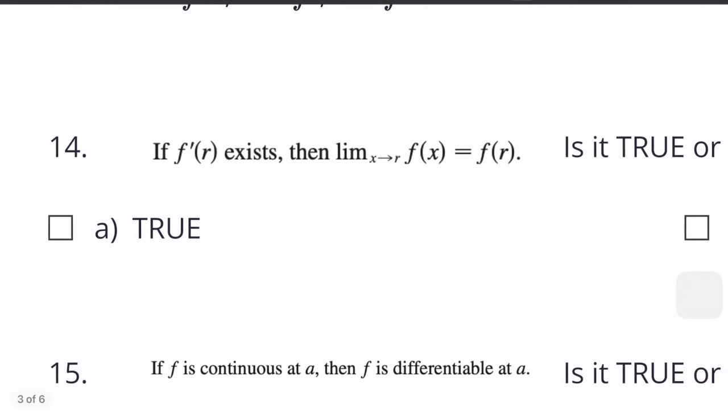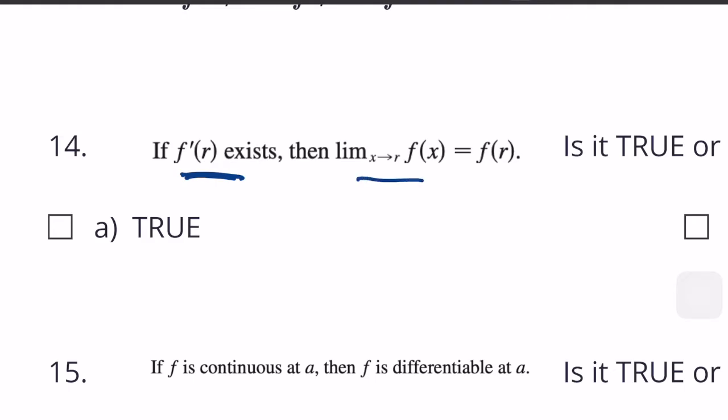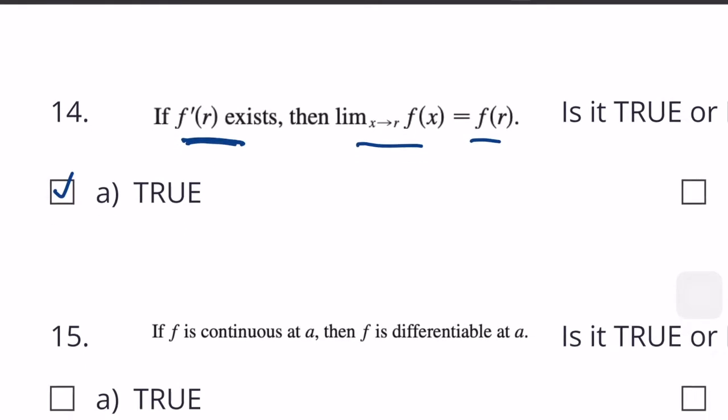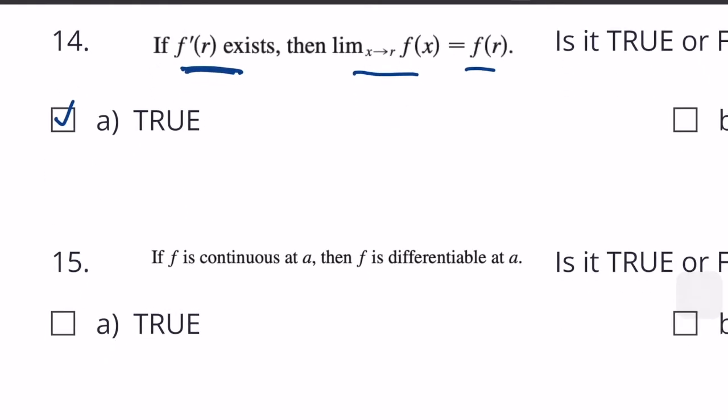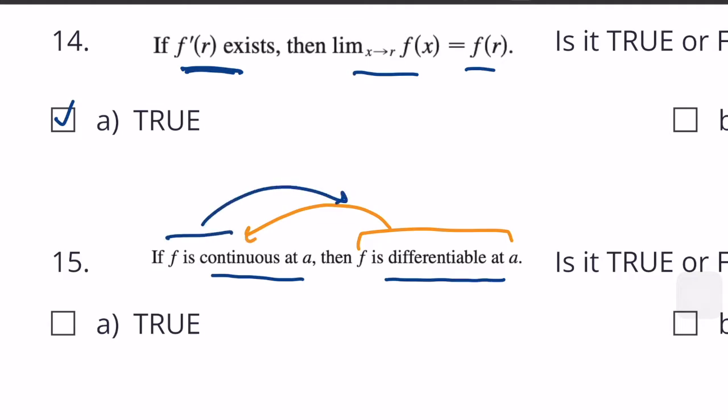Number 14. If there is some derivative, then the limit should be equal to f of a. So this is actually true based on our definitions. 15. If f is continuous at a, then f is differentiable at a. We already took this into consideration in class. You need to take f to be differentiable first, then you can be sure that it's continuous. And you cannot say if it's continuous then differentiable, that is not the way to say it. Okay, so this will be false.